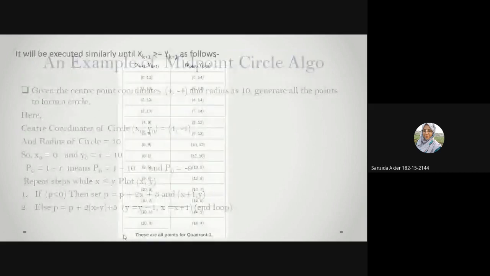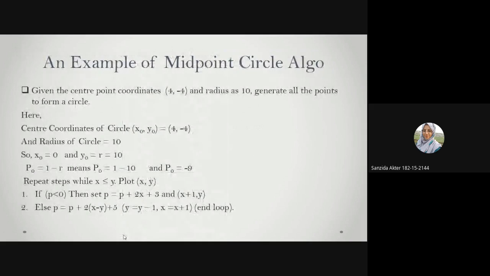Next, here is the example of the midpoint circle algorithm. Here we can see the center point is 4 and minus 4, and the radius value is 10. So x naught and y naught equal 4 and minus 4, and the radius is 10. So p naught equals 1 minus r, so p naught equals minus 9. Here we can see the p value is less than 0. So case number 1 is suitable for this problem.